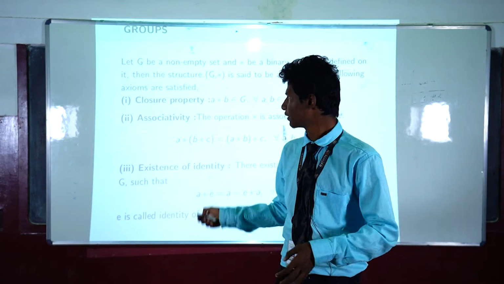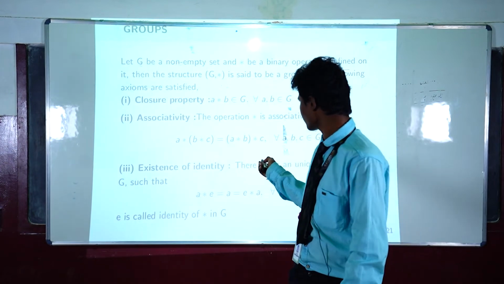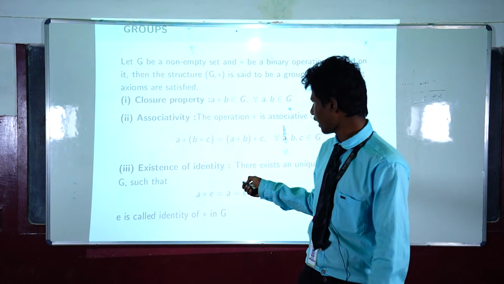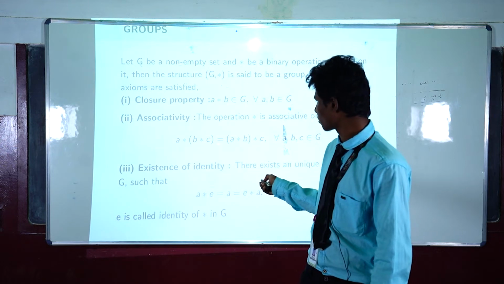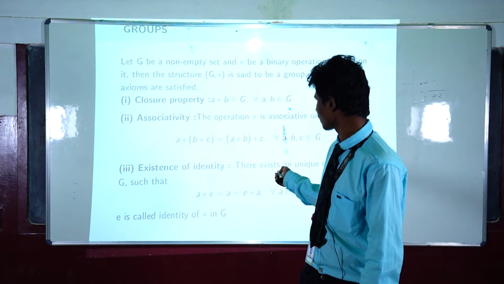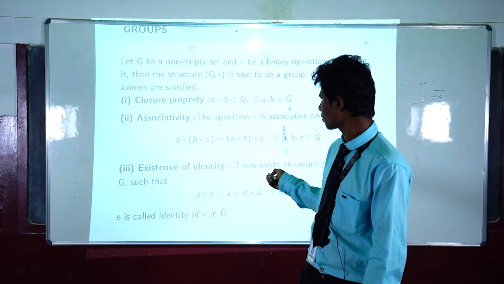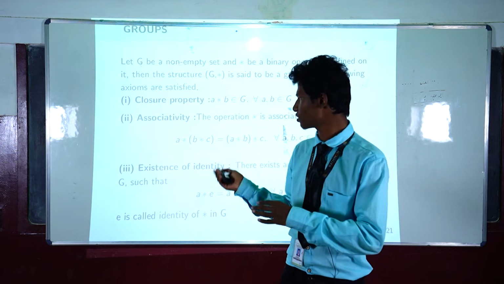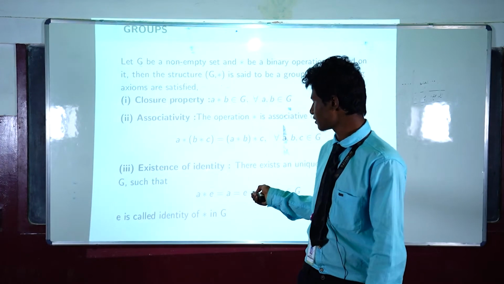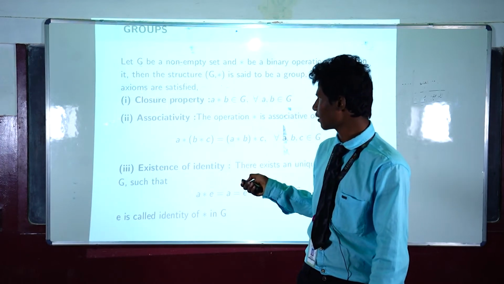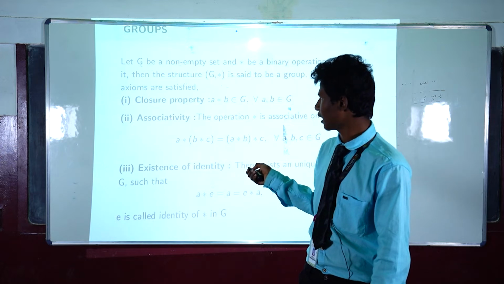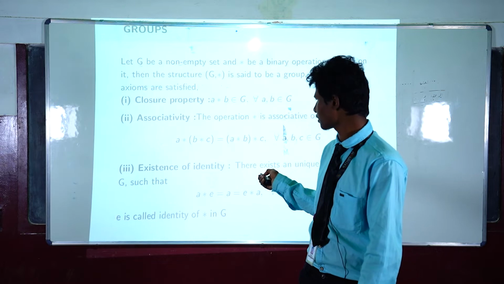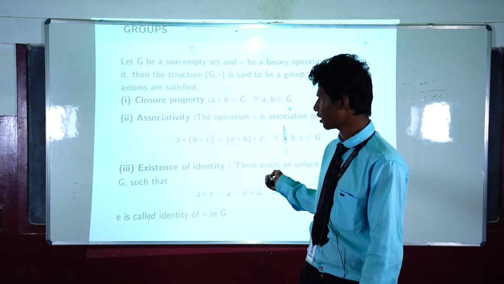Then the associativity also: the operation star is associative in G, that is, (A star B) star C is equal to A star (B star C), for all A comma B comma C belonging to G. Now, closure and associativity look similar, but associativity involves three elements: (A star B) star C equals A star (B star C).